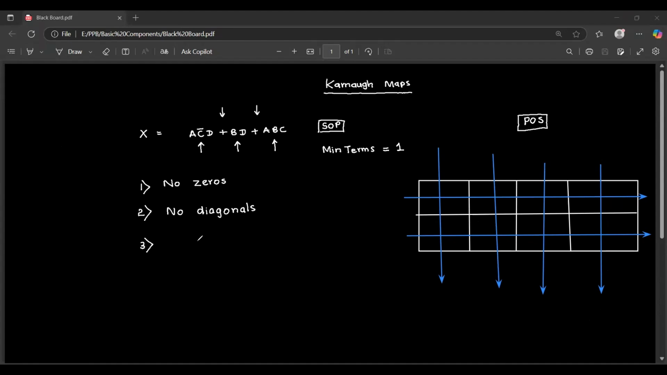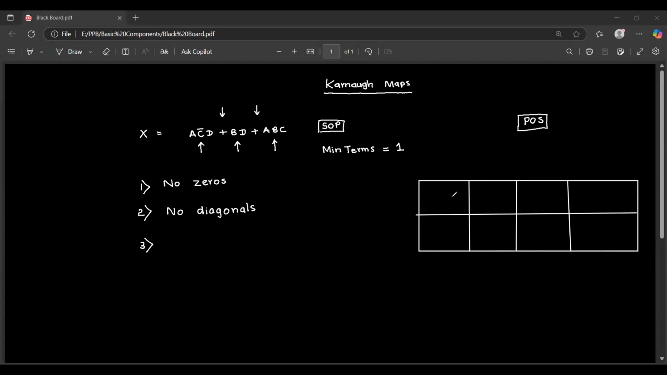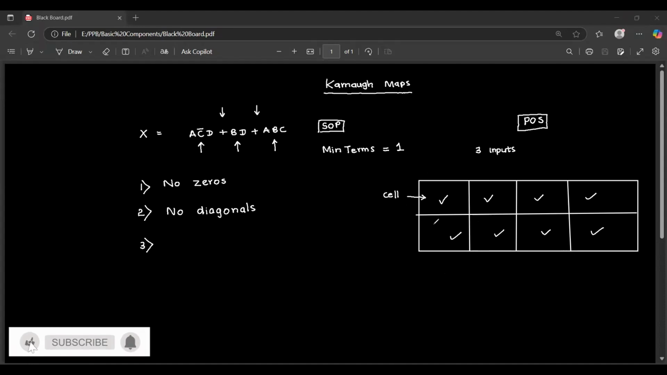Third one, we can only have a certain number of cells. If you look here, there are 8 cells, right? 2 by 4 means we have 8 cells: 1, 2, 3, 4, 5, 6, 7, 8. This K-map is for 3 inputs. I'll teach you what all these things are, but just be aware that this is called a cell in a K-map. The K-map is normally a rectangle, though it can be a square, and this rectangle should always contain a specific number of cells.